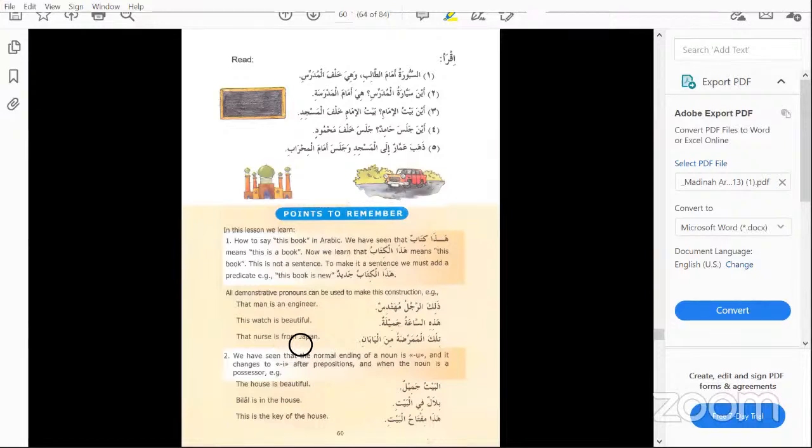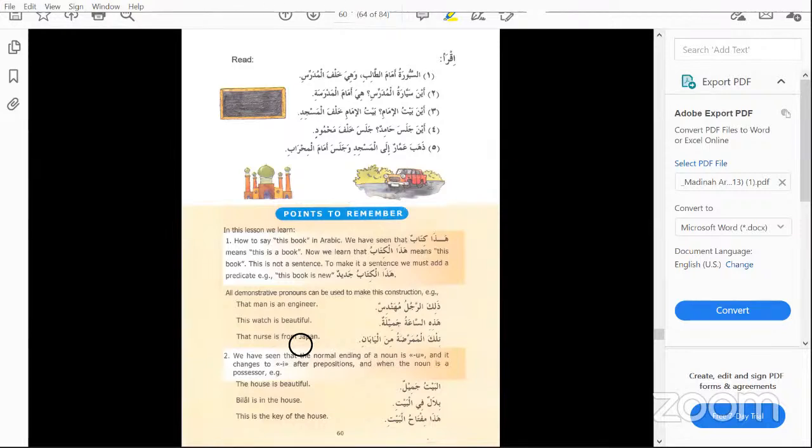Points to remember. In this lesson, we learn how to say this book in Arabic. We have seen that Haza Kitabun means this is a book. Now we learn that Hazal Kitabu means this book. This is not a sentence. To make it a sentence, we must add a predicate. Example, this book is new. Hazal Kitabu Jadidun. All demonstrative pronouns can be used to make this construction. Example, that man is an engineer. Zalika rajulu muhandisun. This watch is beautiful. Hazihi sa'atu jamilatun.